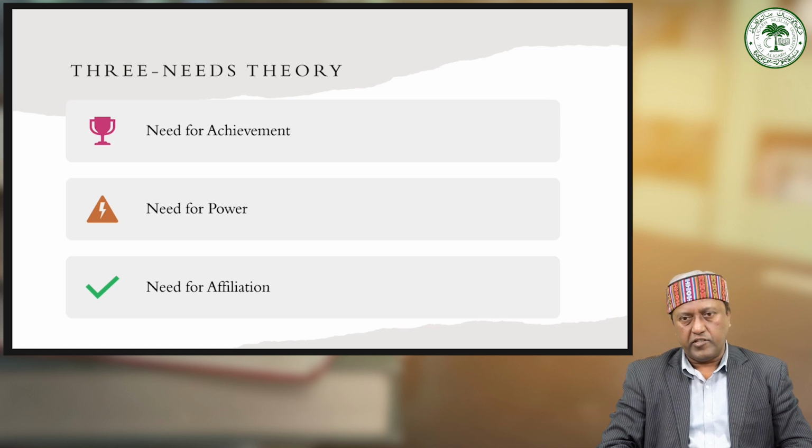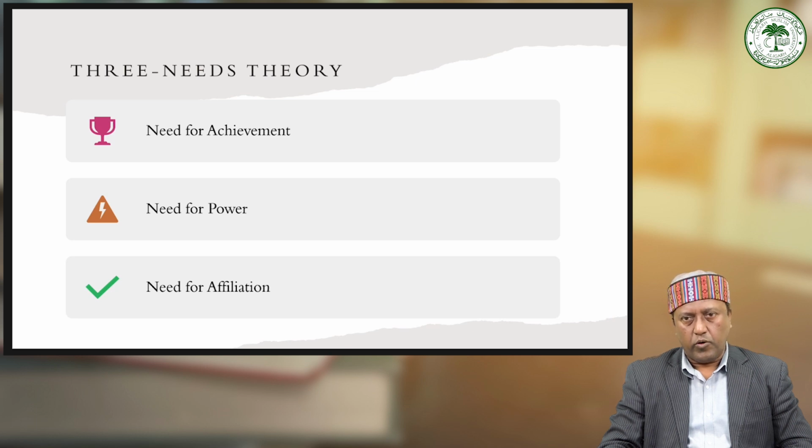One, as I told you, need for achievement. This need reflects the desire to excel and succeed in relation to a set of standards or goals. Individuals with a high need for achievement are driven by the desire to accomplish tasks and receive recognition for their efforts. They seek out challenges and opportunities where they can take on personal responsibilities and demonstrate their competence. Achievement oriented individuals often set ambitious goals for themselves, and derive satisfaction from overcoming obstacles and accomplishing their objectives.